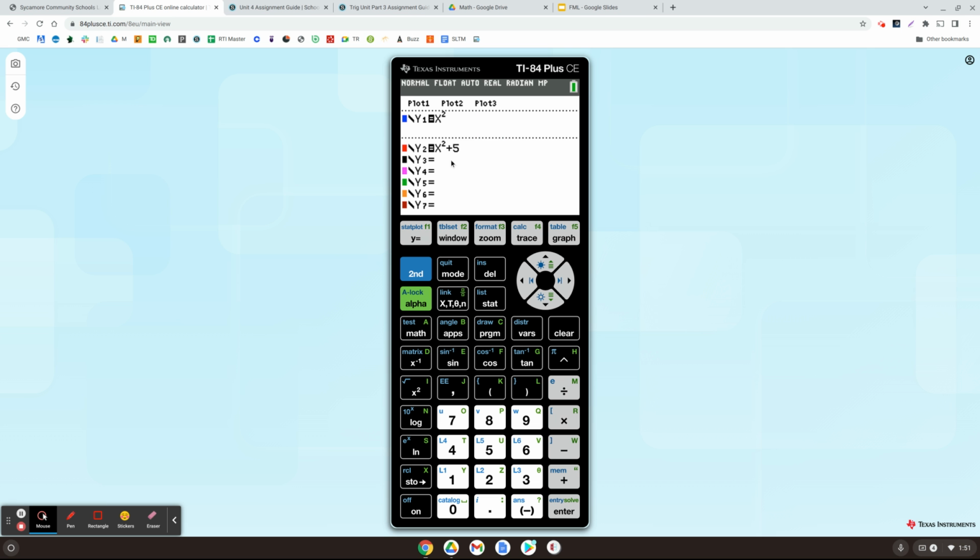What do you think happens when we put it in parentheses and do x plus 5 squared? Now be careful. You might think this is going to make it move right 5. Nah, baby, nah. That really says x minus -5. It's going to go left 5.